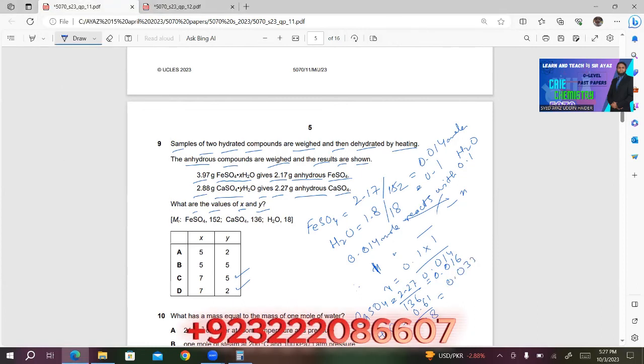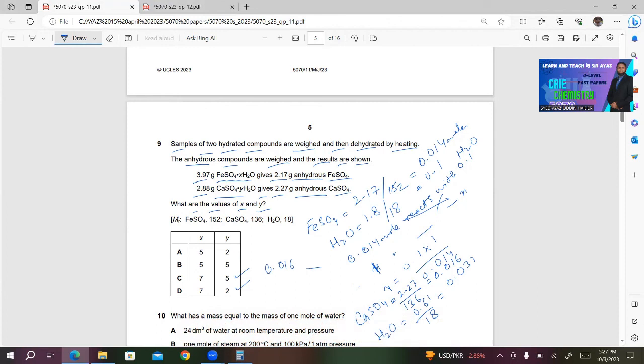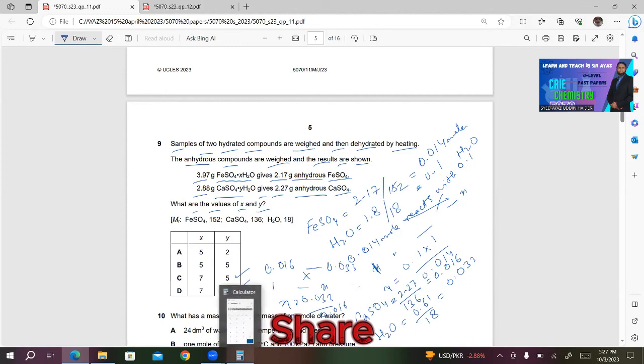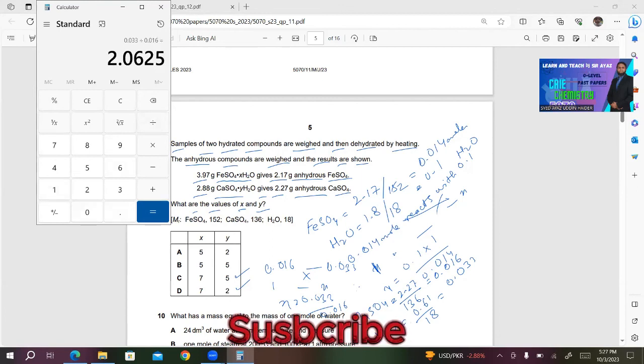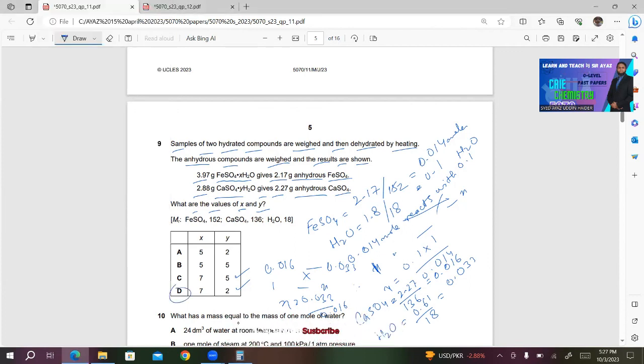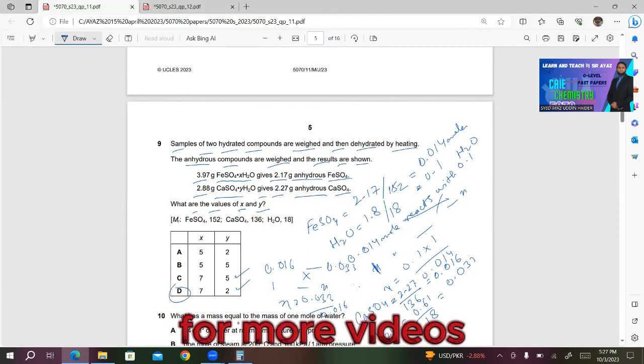So for calcium sulfate, 0.016 needs 0.033 and 1 mole needs X. So X becomes 0.033 divided by 0.016, which is 2.06. So D should be the right answer in this case.